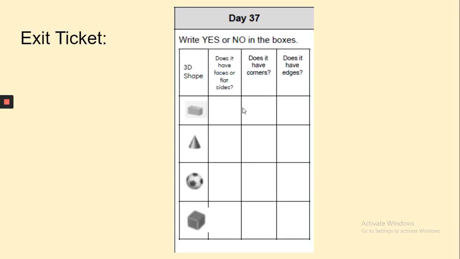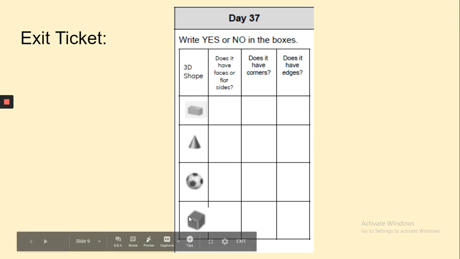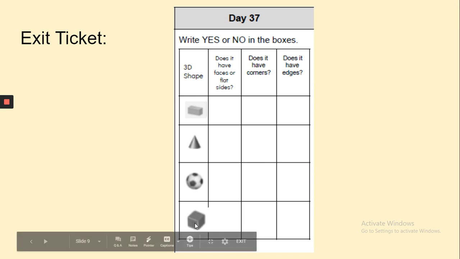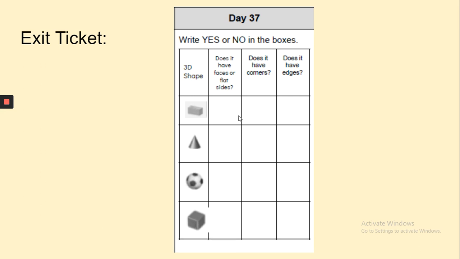So now on your own, this is your exit ticket. When you look at your 3D shapes, we have a rectangular prism, a cone, a sphere, and a cube. What you need to do is write yes or no in each box. So if I'm looking at my rectangular prism, you need to answer the questions. Does it have faces or flat sides? You would write yes or no in this box. So does the rectangular prism have faces or flat sides?